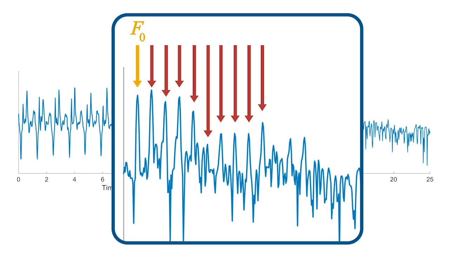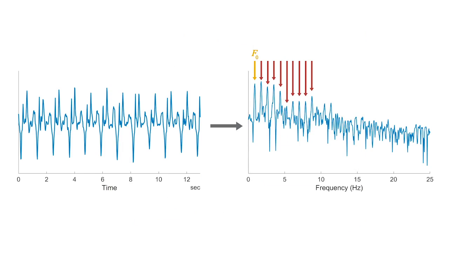The first peak is the fundamental frequency, around 1 Hz, which corresponds to the fluctuations in the time domain signal that are roughly 1 second apart. The other peaks in the frequency are the harmonics, just like the musical note.